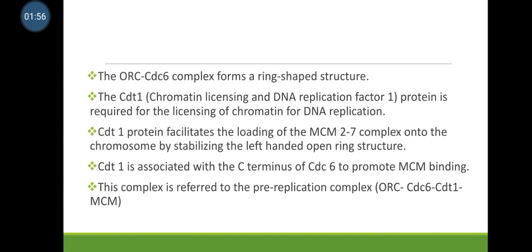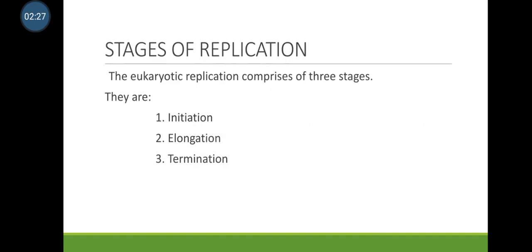The ORC-CDC6 complex forms a ring-shaped structure. The CDT1 protein is required for the licensing of chromatin for DNA replication. This facilitates the loading of the MCM2 to 7 complex onto the chromosome by stabilizing the left-handed open ring structure. CDT1 is associated with the C-terminus of CDC6 to promote MCM binding. This is the pre-RC, the pre-replication complex.